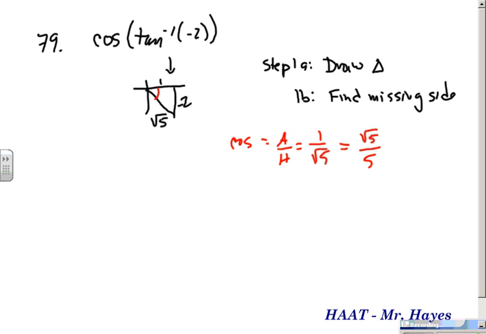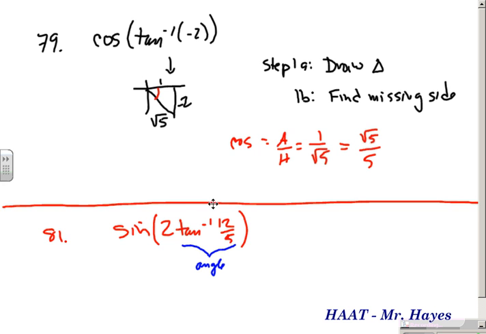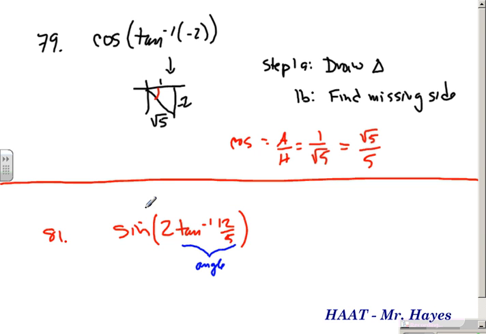Let's take a look at problem, how about 90? Because 90 would be fun. Actually, I take that back. Let's take a look at problem 81. Now, this one says sine of 2 tangent, the inverse tangent of 12/5. Now, again, this is an angle, which means that for all intents and purposes, this is sine of 2a. So you're going to use your double angle formula.